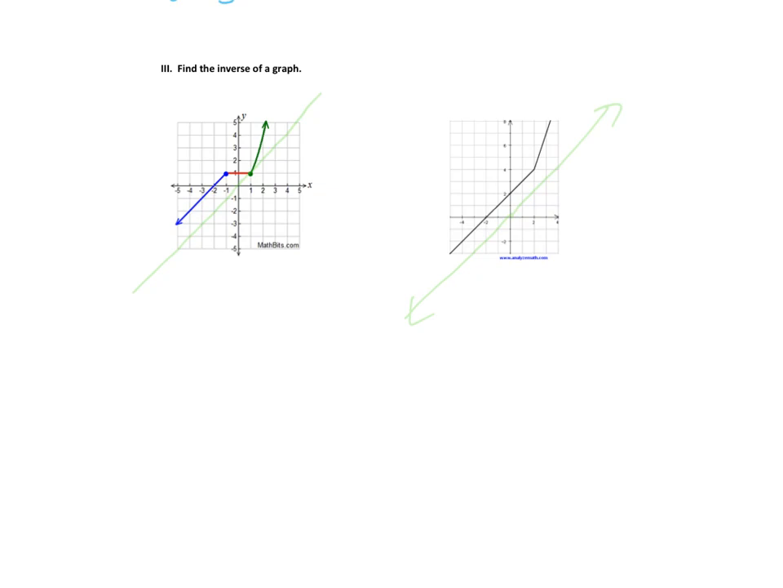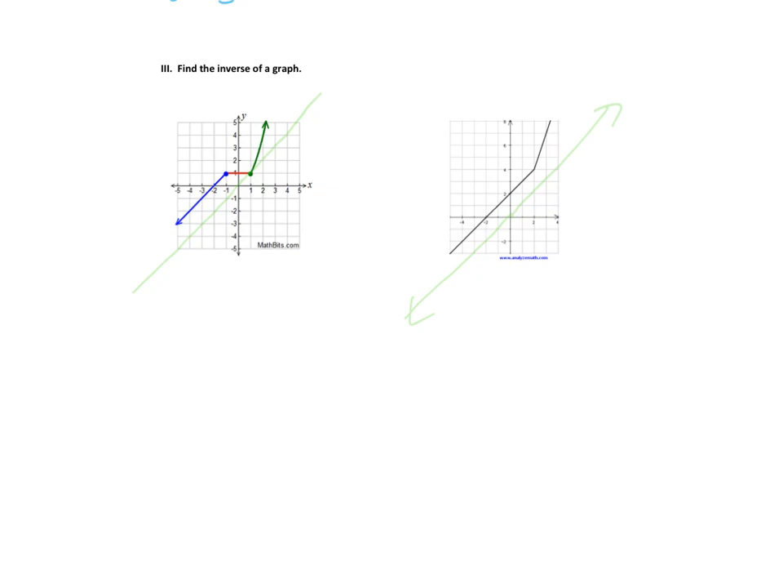Lastly, let's talk about how we can find the inverse of a graph if we're just given the visual graph. So remember that the inverse functions are symmetric with respect to the line y equals x. So that's why I've drawn in that highlighted line for you. There are a couple of ways of going about dealing with this. For some people, they are really good at visually drawing from this line and drawing the symmetry.